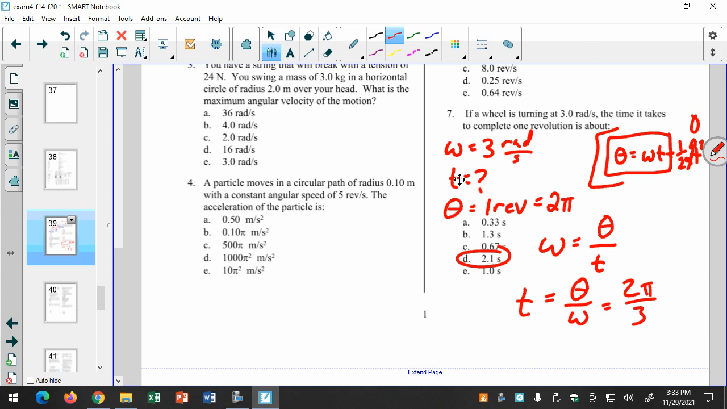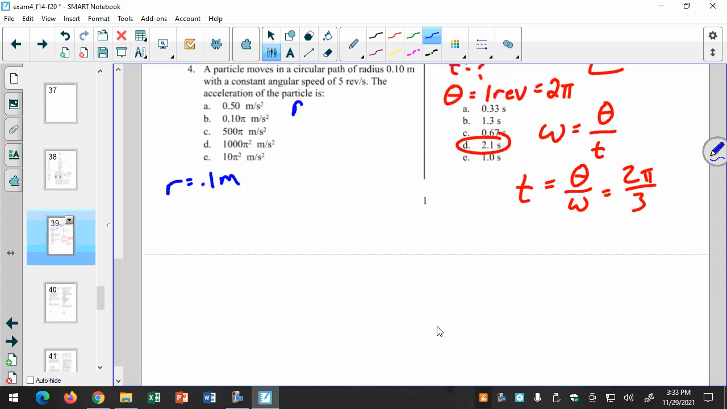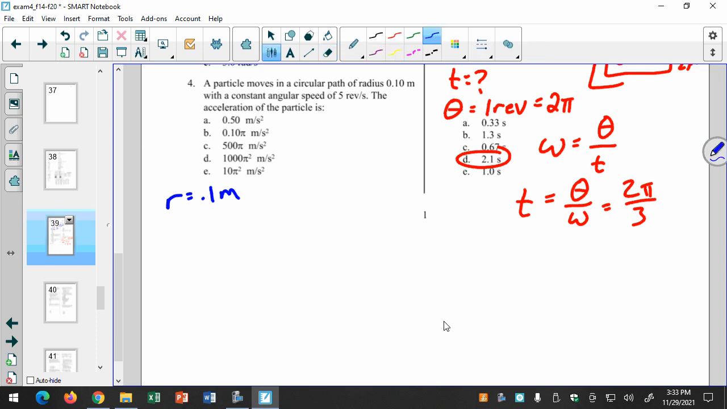We'll look at number 4 while we're here. I'm not saying it's on the quiz, but I just noticed it here. Number 4, I give you the radius is 0.1. Notice I'm just writing down the things that I know. The radius is 0.1. The angular speed is 5 revolutions per second, and I want to know what is the acceleration of this object. I know this is going to be my centripetal acceleration, by the way, because it has a constant angular speed. That means that alpha is equal to 0, so there is no linear acceleration, but there is a centripetal acceleration.